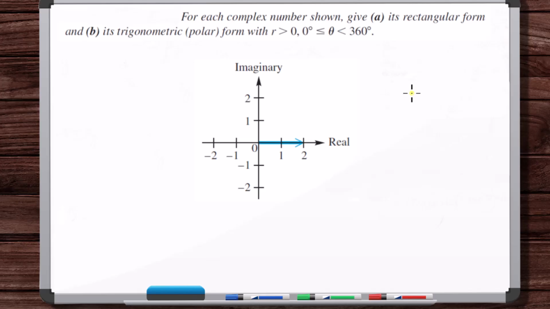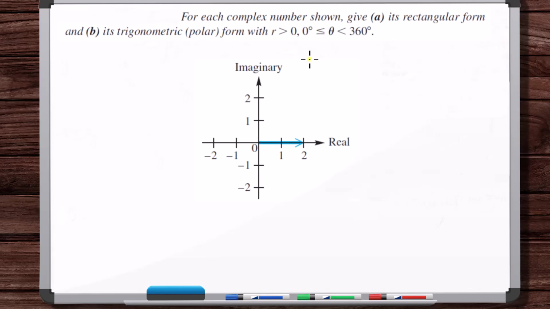and it's going to be really illustrated here as we work these example problems. So, okay, for each complex number shown, give its rectangular form and its trigonometric or polar form. We call this trigonometric because we need trig functions for the polar form. Okay, but we're going to have r be greater than 0 and theta be between 0 and 360. Theta can be bigger than 360, you can put theta bigger than 360 or negative thetas into trig functions, but if you just restricted r to be greater than 0 and theta to be between 0 and 360, you can represent everything in the plane that way.